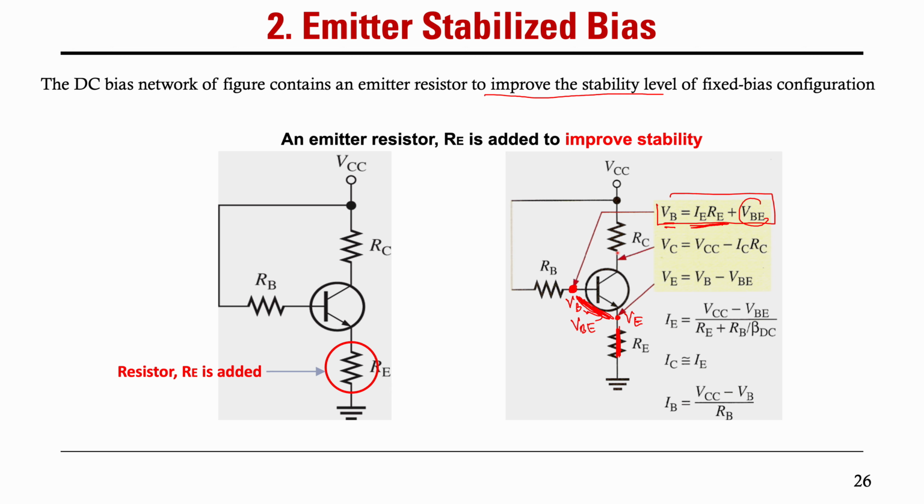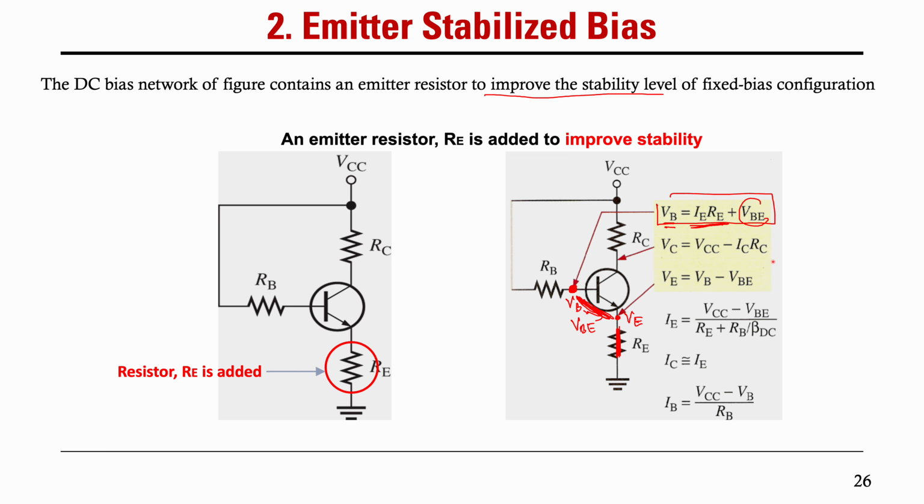Next, the point VC. VC is equal to the voltage source VCC minus the voltage drop at resistor RC. So VCC minus IC RC equals VC. Next is your VE.